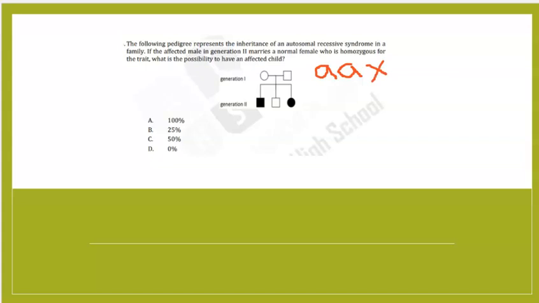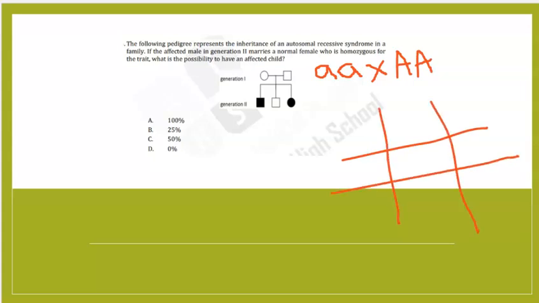Because she is normal, homozygous can be 2 small a's or 2 big A's. But since she is a normal female, she doesn't have the disease, so I cannot write 2 small a's. I will write 2 big A's for this. And then, with the same concept, I will make a pedigree and start figuring out the genotype.